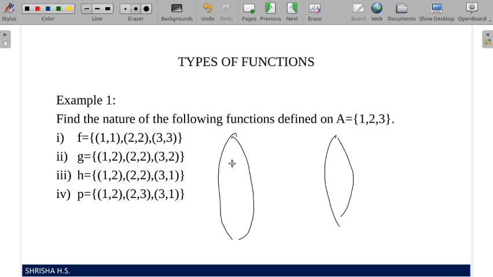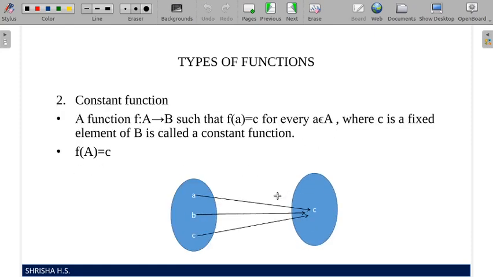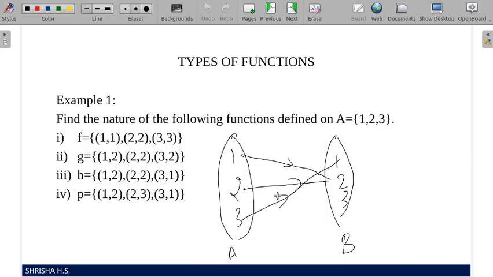let's go for 1, 2, 3 and 1, 2, 3. Function h. So 1 to 2, 2 to 2, 3 to 1. Okay, so 3 to 1. So what kind of function is this? Is it a constant function? No. What is our first type of function? Identity function? No. Is it an onto function? No, because 3 is idle.